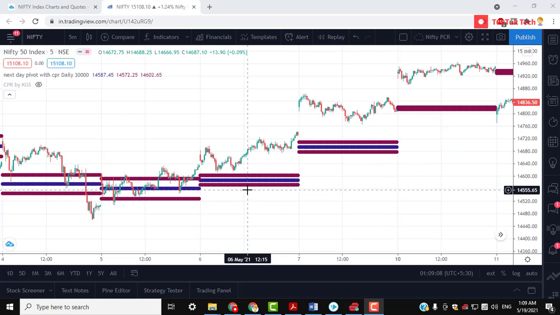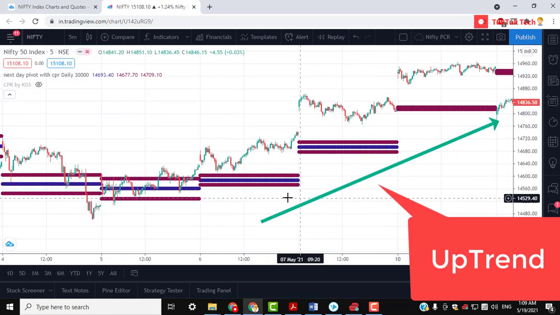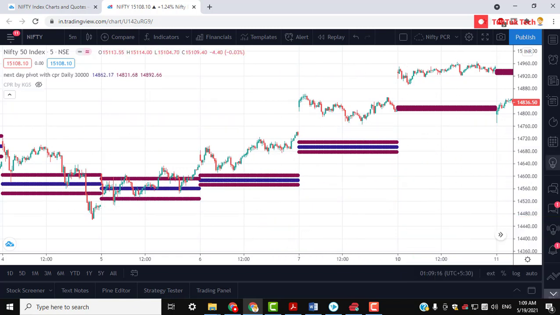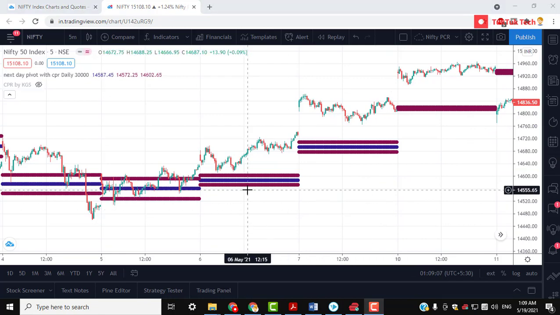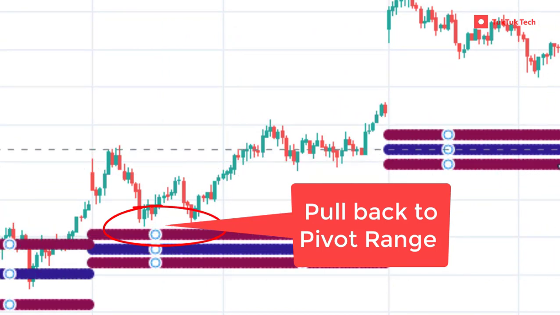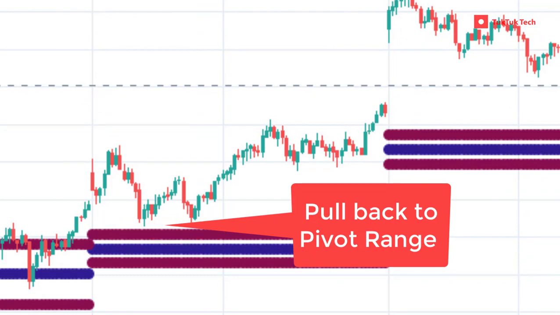Number 3. The trend can also play an important factor in the successful outcome of a magnet trade. When a market has formed an established trend, price will usually pull back to the pivot range before resuming in the direction of the trend.